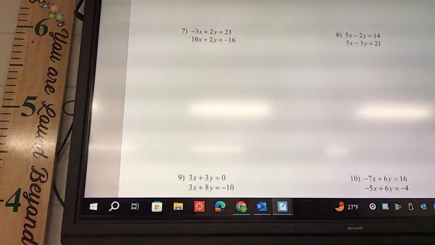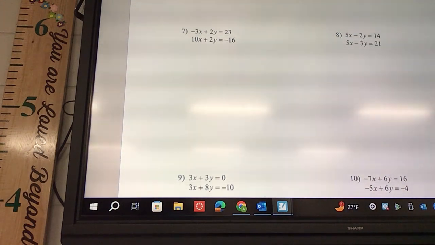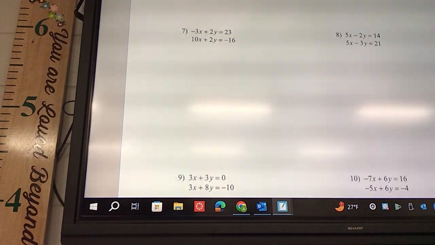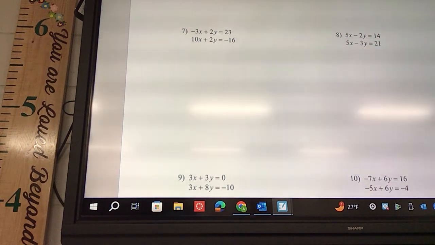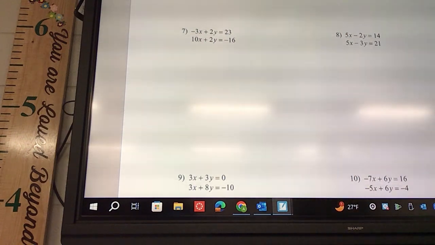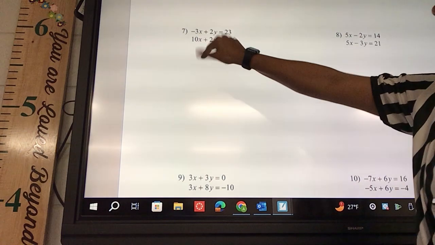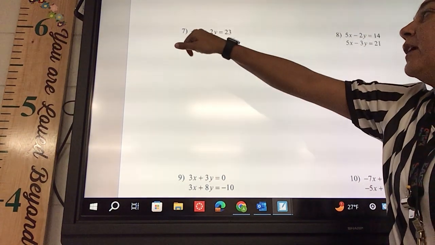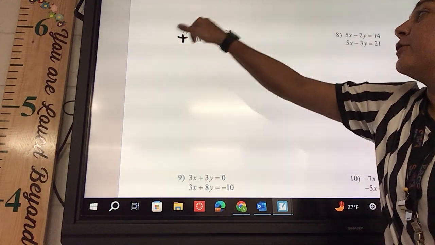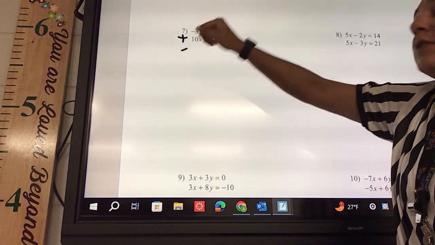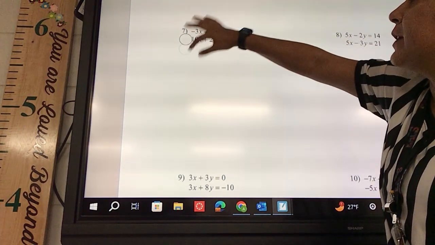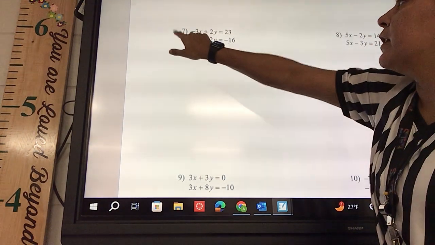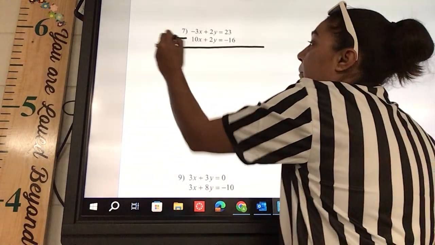Okay, number 7. Take a second and look at it. Which ones are gonna cancel, the x's or the y's? The y's. Okay, and again, let's see how it says 2y and 2y. That's how you know they're gonna cancel. Now, notice that they both have a plus sign. If I were to add these two together, 2 plus 2 is gonna be 4, that's not gonna cancel. I have to subtract because the signs are the same. So we're gonna subtract everything.